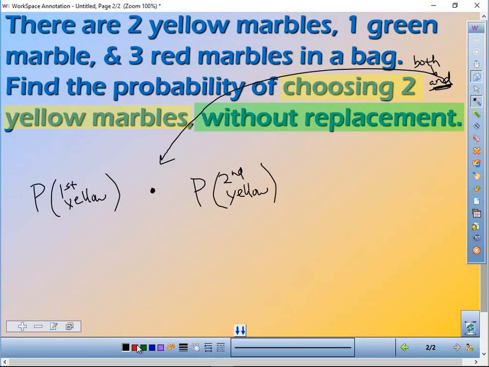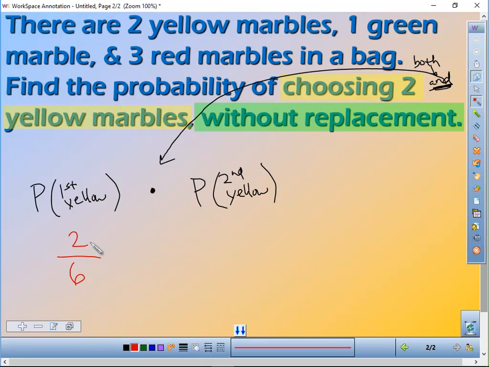Okay, let's do some probabilities. So how about the sample space on our first reach into the bag? Well, there's 2 yellow marbles, 1 green marble, and 3 red marbles. It looks to me like that's 6 total marbles that we're going to be picking from. And on our first reach into the bag, what are the chances that we'll get a yellow one? Well, how many of the 6 marbles are yellow? There are 2 of them.